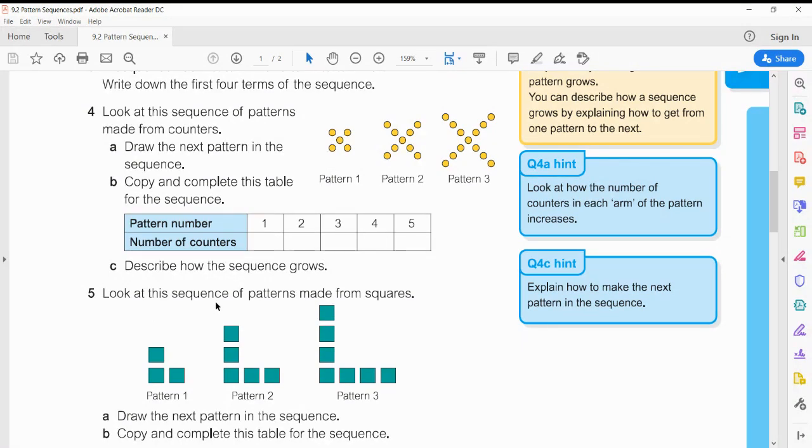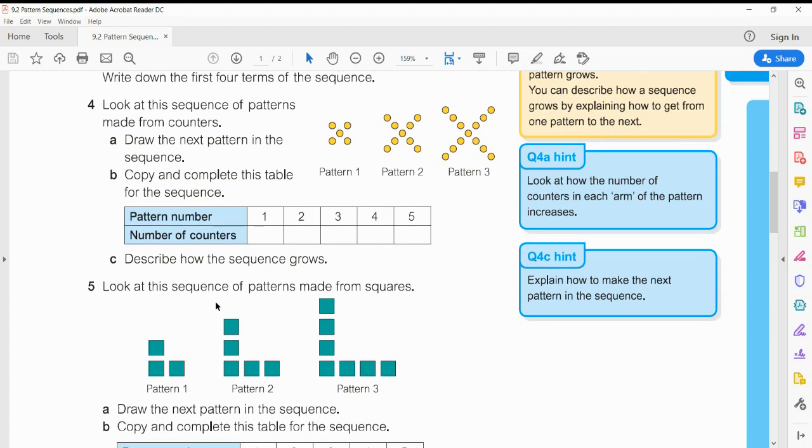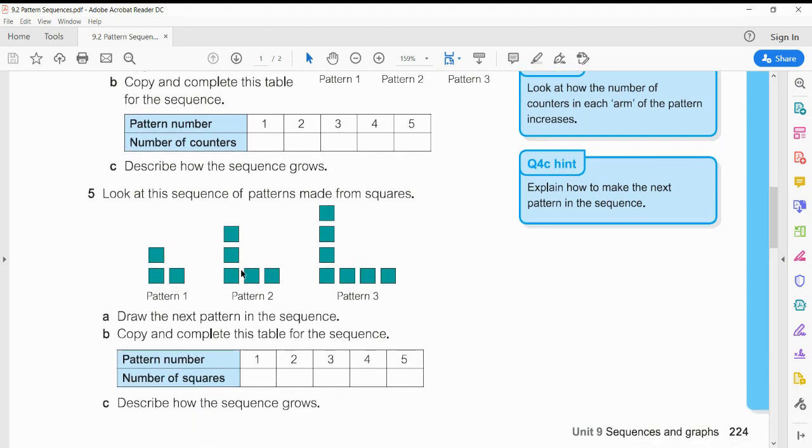And number 5, look at the sequence of patterns made from squares. Draw the next one. So it's getting 1 higher and 1 longer each time. And so just draw 1 more on the top and 1 more on the side of pattern 4. And we're just adding 2 extra squares each time. So it's plus 2, plus 2, plus 2, plus 2. Describe how it goes, it's plus 2.